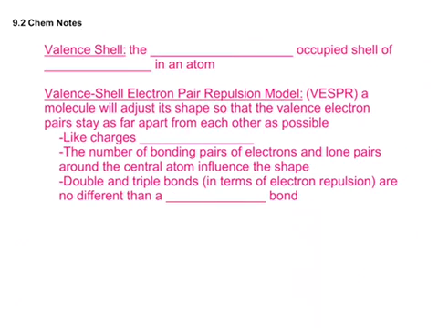And so this molecular geometry is based off of something called the valence shell electron pair repulsion model, which we just call VSEPR because that's a lot of words to say all the time. So as a reminder, your valence shell is the outermost occupied shell of electrons in an atom. So your VSEPR theory says a molecule will adjust its shape so that the valence electron pairs stay as far apart as possible from each other. And this is because like charges repel one another.